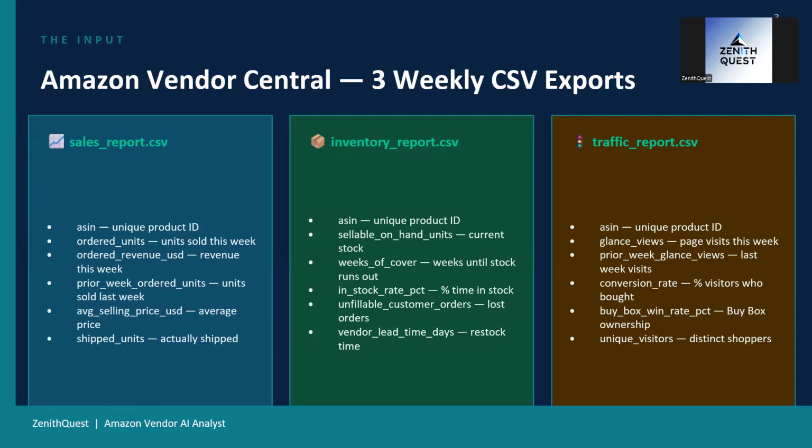Now I will show you what these three files look like. The sales report tells us how many units were sold and what revenue was generated, both this week and last week. The inventory report tells us how much stock is left and how many weeks before a product runs out. The traffic report tells us how many people visited each product page and how many actually bought. All three files share one common column, that is ASIN, Amazon Standard Identification Number. We will be calling it Amazon Unique ID going forward. That's what we use to connect all three data sets.